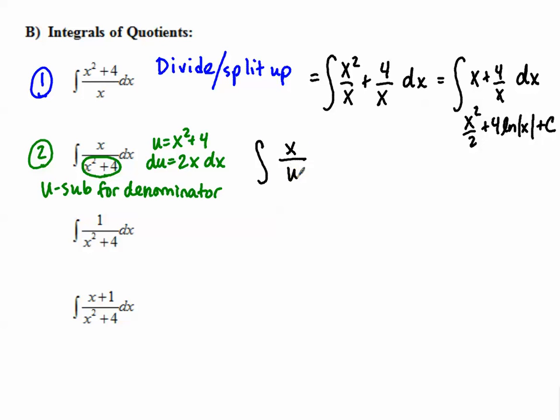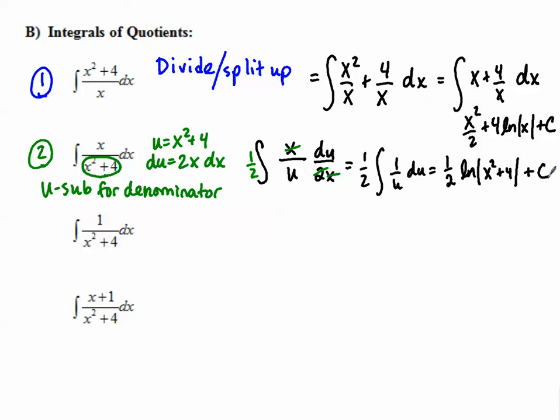x over u, dx is du over 2x. My x's nicely cancel out, and my 2 can go as 1/2 on the outside. Now I'm left with 1/2 integral of 1 over u du, and I know that's my natural log rule as well. 1/2 natural log of absolute value of u, my u being x squared plus 4, plus c.